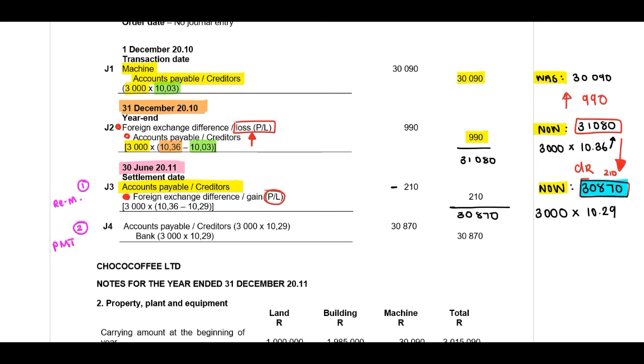We pay the creditor, which is our step number 2 on settlement date. We pay our creditor, therefore we debit, we clear the account with 30,870, and we credit our bank, a decrease.